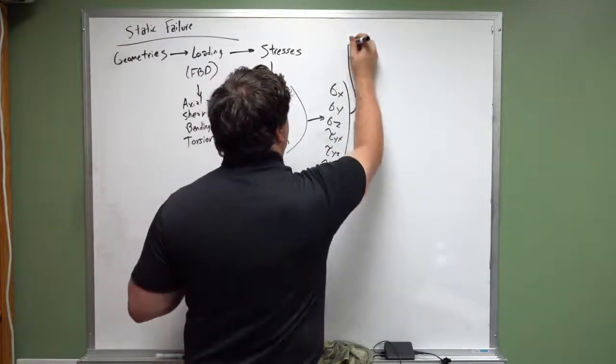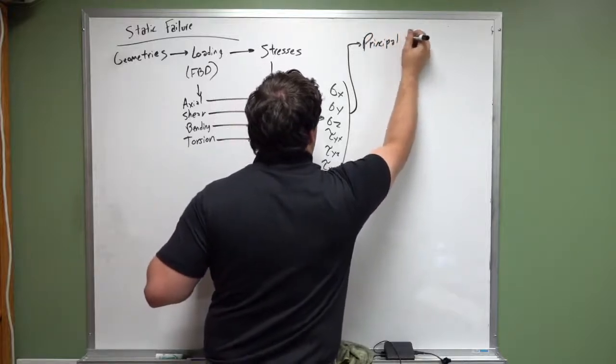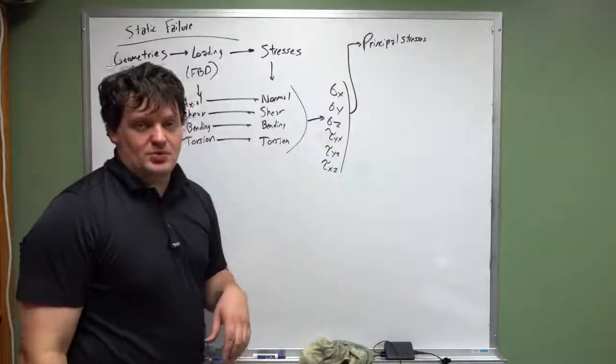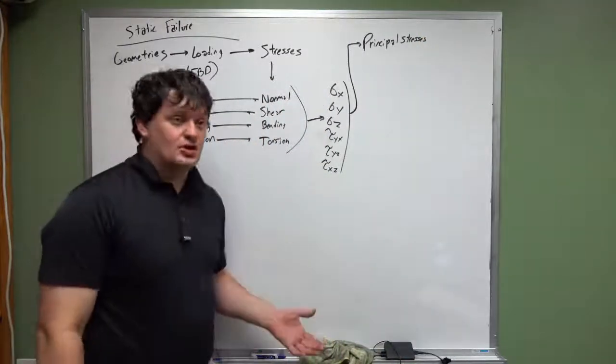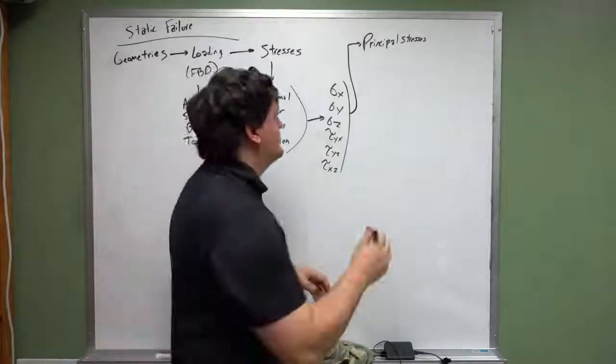Once you know these, then you go find your principal stresses: sigma A, sigma B, sigma C. Once you know those, you rank them sigma 1, sigma 2, sigma 3.